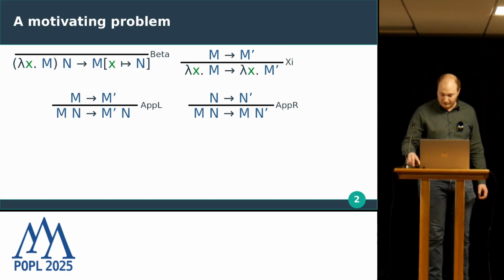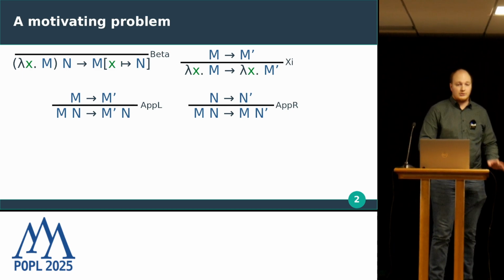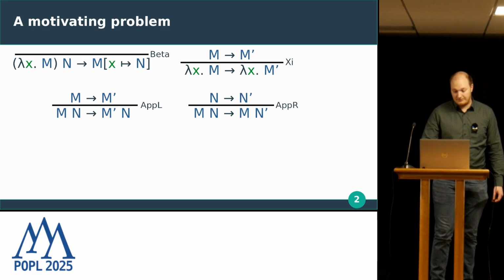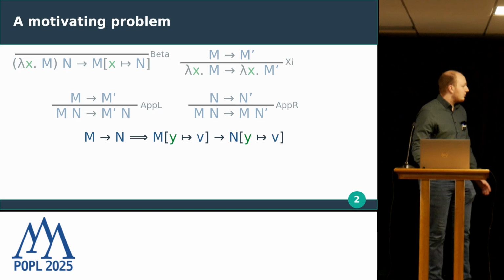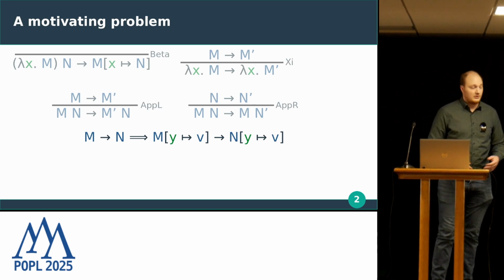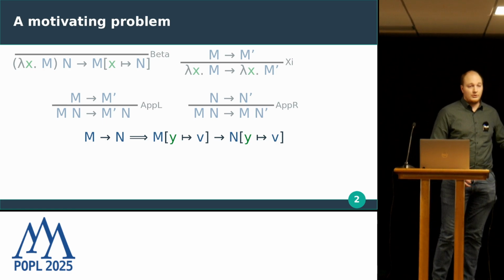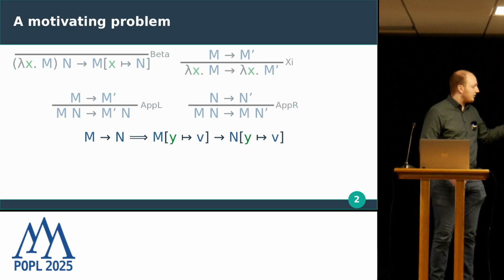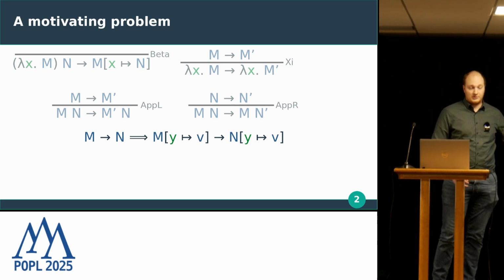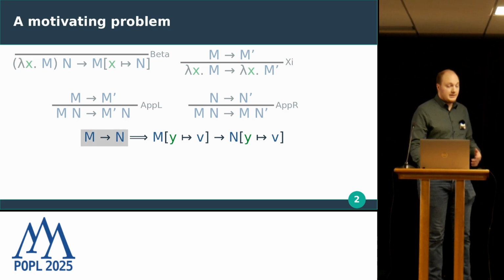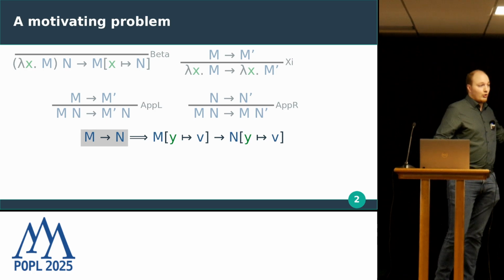So what's the key problem here? Assume we have some relation defined over syntax that contains binders, in this case beta reduction for lambda calculus. And we want to prove some property about the system. In this case, if I can step from m to n, I also want to know that I can step from m where I do a substitution to n where I do the same substitution. Fairly simple property. Ideally, I want to prove this property by induction on the relation itself.